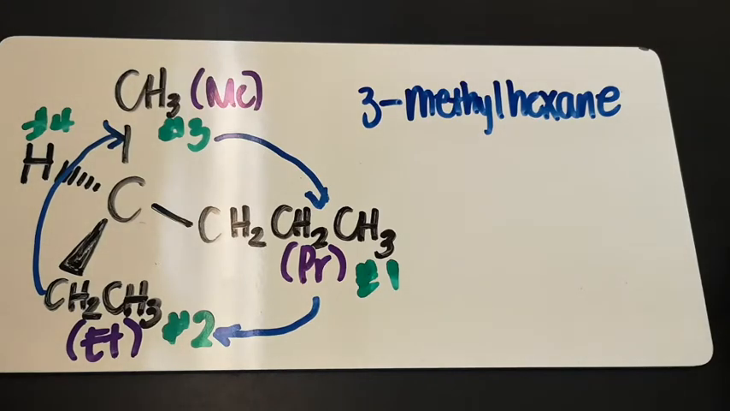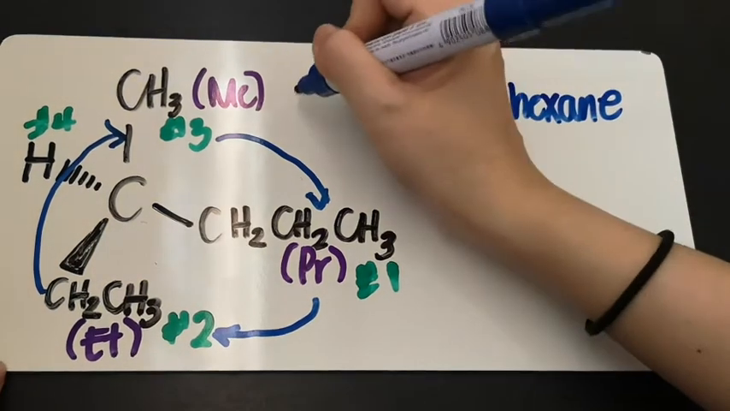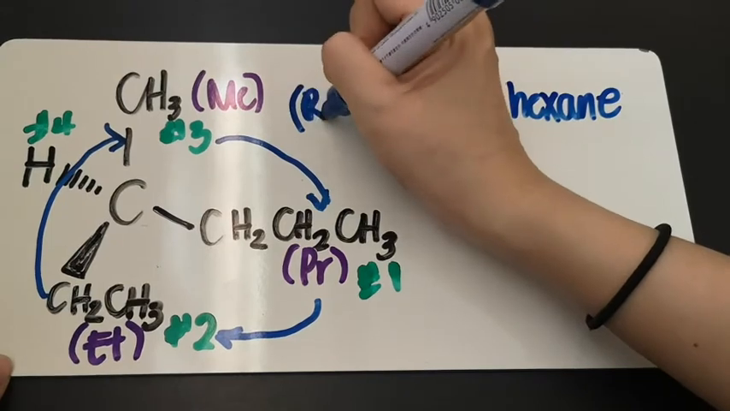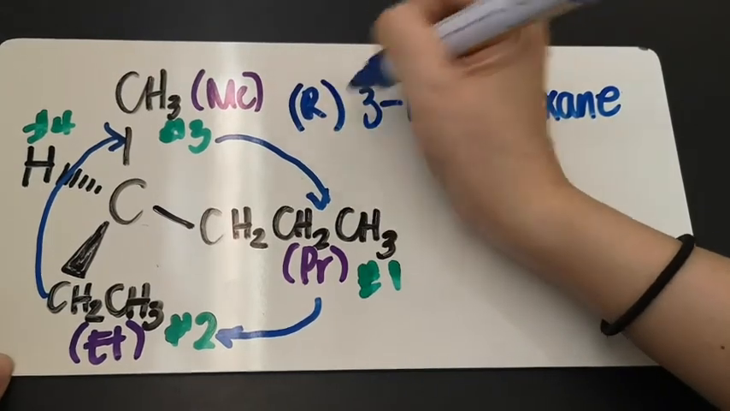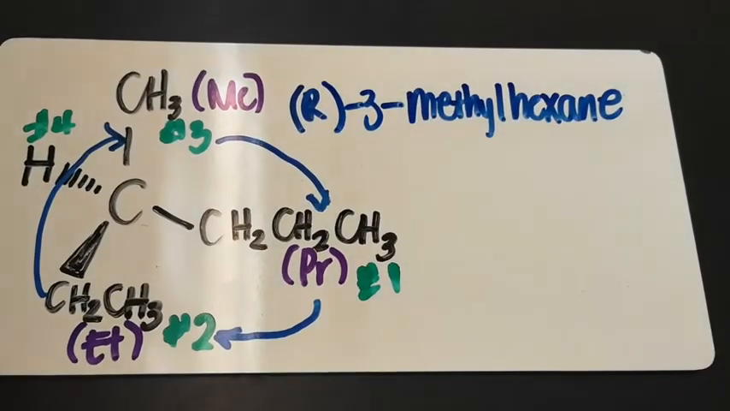So we write it officially in the name. We put the configuration in parentheses, draw a dash, and you give the proper name for the particular enantiomer that we have. So in this case, this molecule would be our 3-methylhexane.